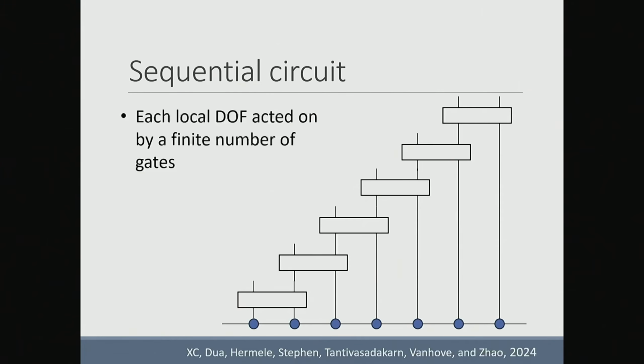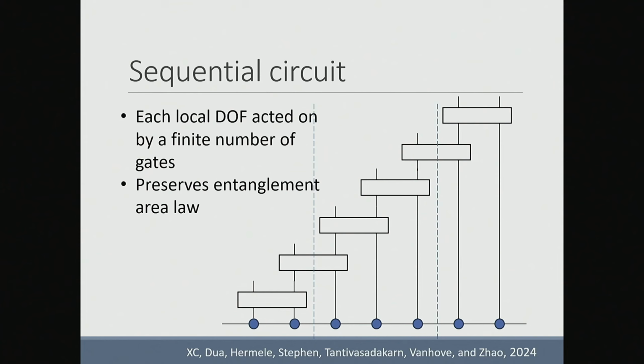But very crucially, we define a sequential circuit to be a circuit where each local degree of freedom is only acted upon by a finite number of gates, such as this one. So here, each qubit is only acted upon by 2 gates, but the whole circuit is very long, right? It takes a linear time to implement.